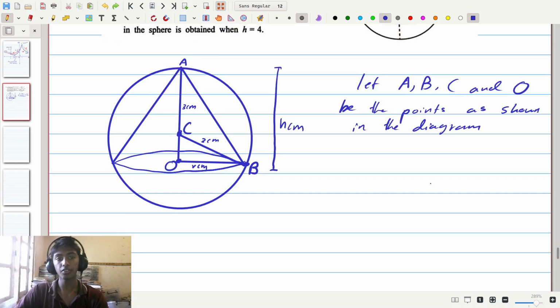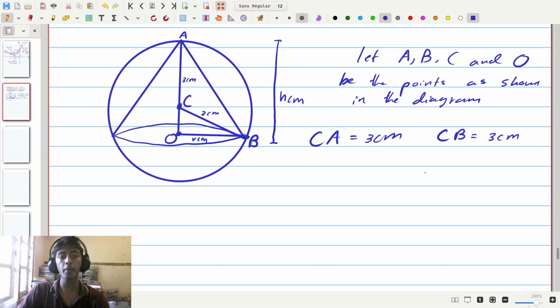Now additionally, as I said when I was describing this diagram, since C is the center of the sphere and A and B are on the surface of the sphere, CA is equal to 3 centimeters, which is the radius of the sphere, and CB is also equal to 3 centimeters, which is the radius of the sphere. Now additionally, I'm going to say that this length OB, which is the base radius of the cone, is going to be equal to r centimeters. So I'm going to have to define it. Let OB equal r centimeters.